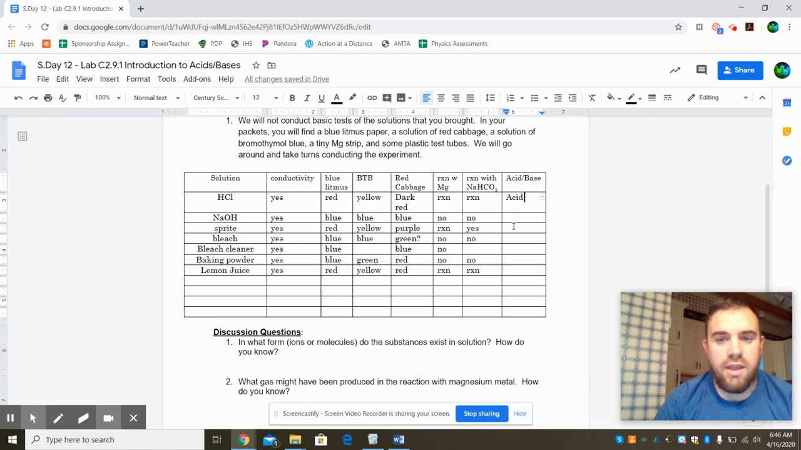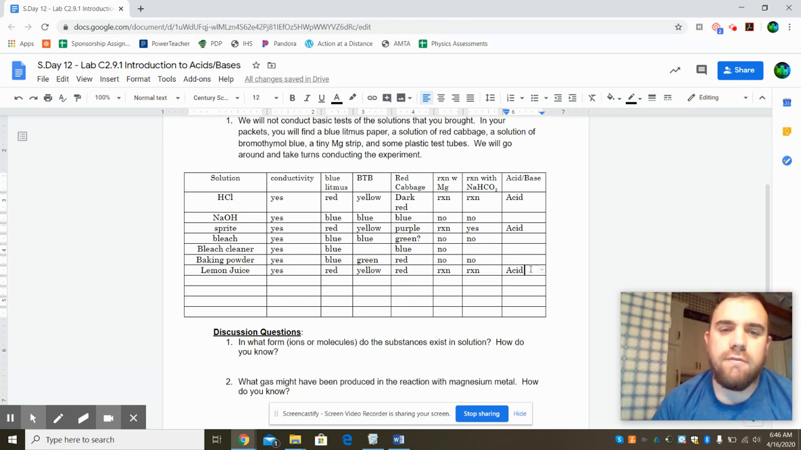Oh, Sprite does that. Guess what? It's an acid. Lemon juice does that. Oh, guess what? It's an acid. And so we have these acids. Acids turn blue litmus red. That's one characteristic of acids.